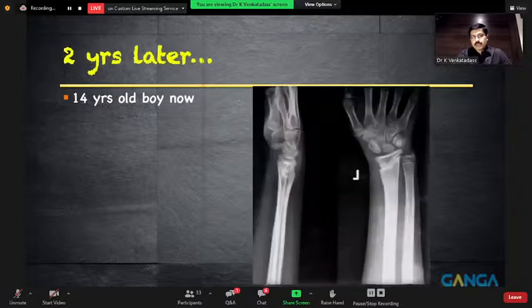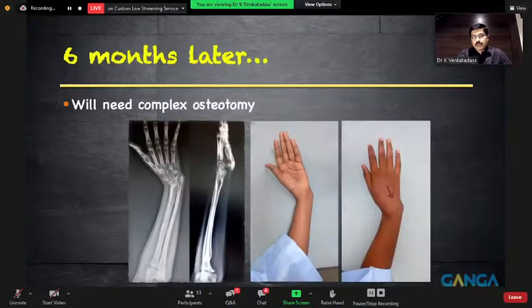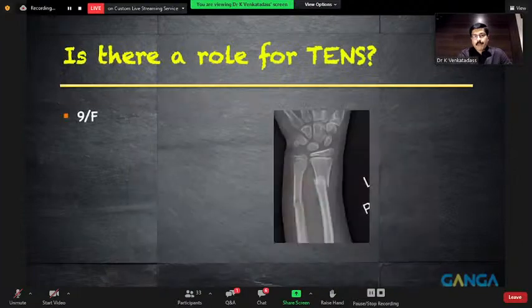But 2 years later, the boy was 14 years old. He presented with a deformity, and you can see that there is a growth arrest of the distal radius, which is leading to this deformity. And 6 months later, the deformity was progressively increasing. And this is when the patient presented to us, and he is going to need a complex osteotomy to correct this deformity. So beware of transphyseal pins.